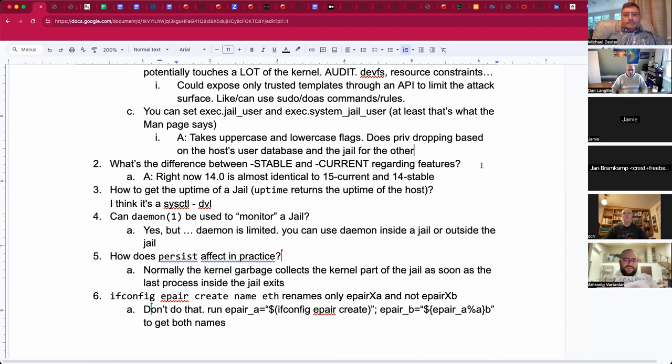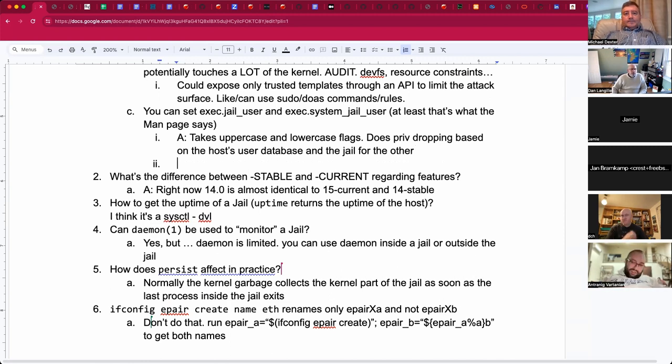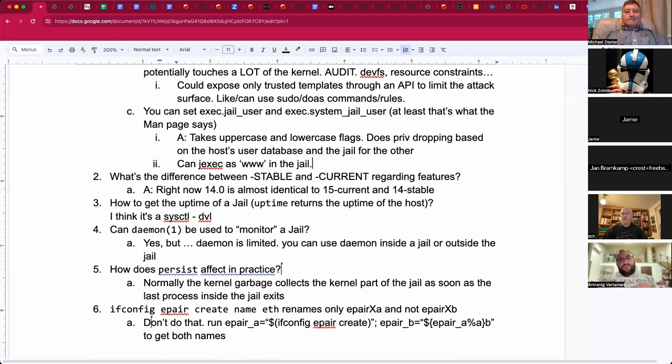That's actually a very good feature. Yeah, I absolutely forgot about that. So you can jexec as www in the jail. Right? Yeah. So you don't have to go in as root and then go to the jail. Okay. And then you can make jails that never have a root running inside them.